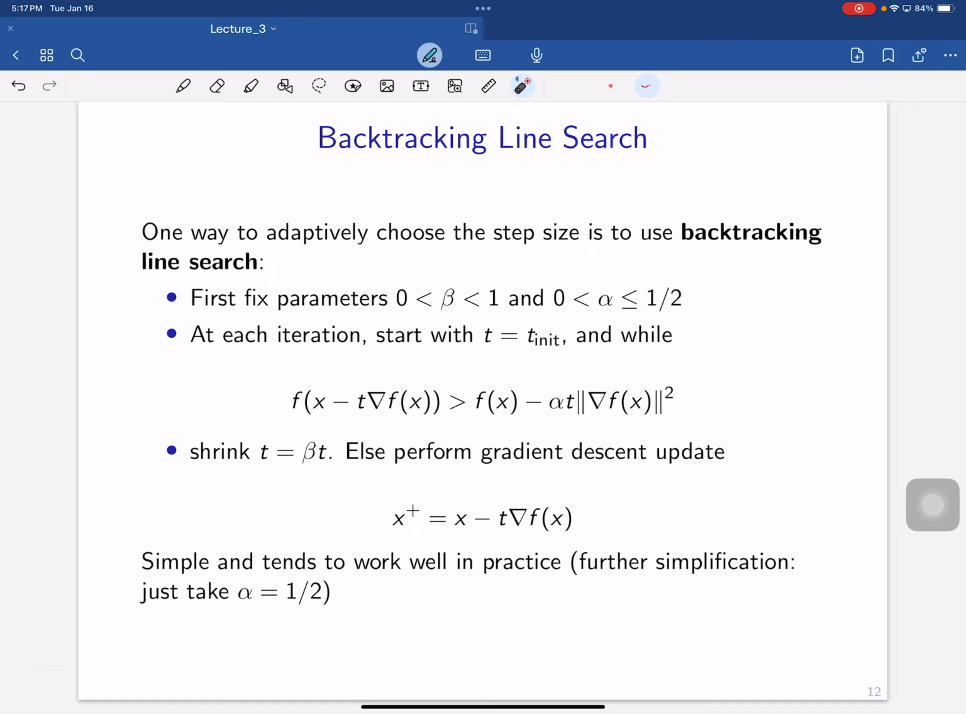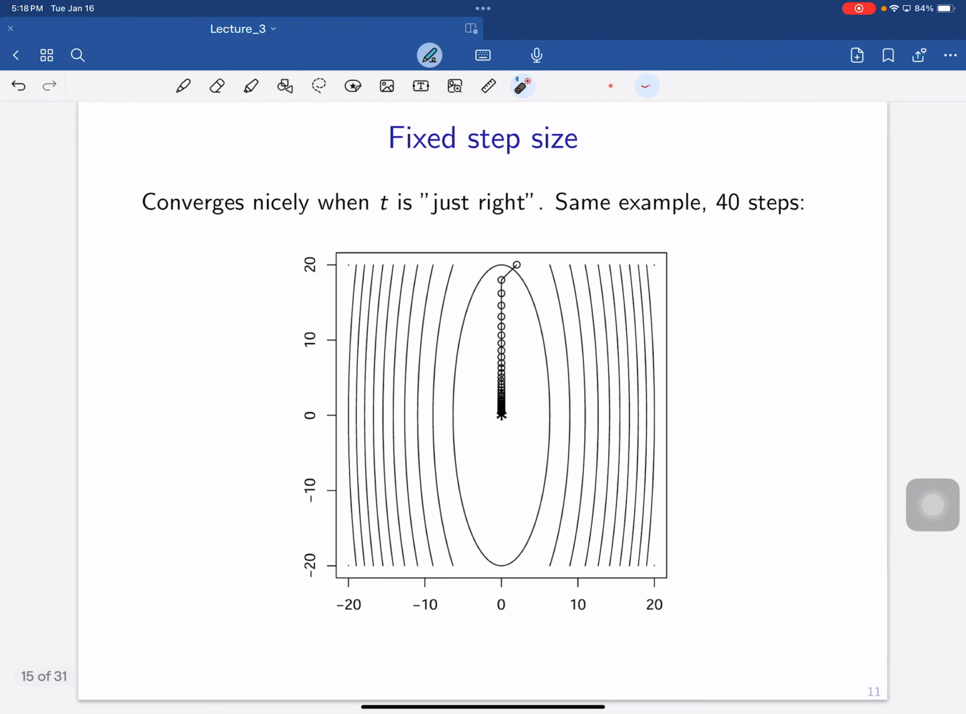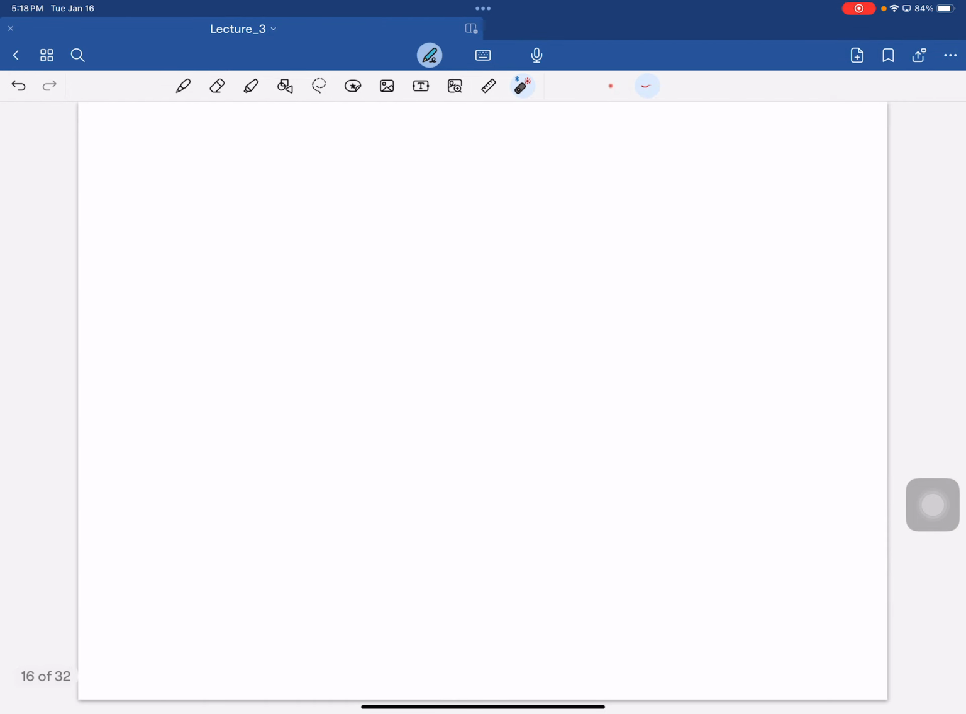The other very popular strategy in gradient descent is so-called backtracking line search. Okay, this slide might be overwhelming. Let me write it down very slowly. Okay. So the idea is the following. We can first choose a very large step size. And if it doesn't work, yes?